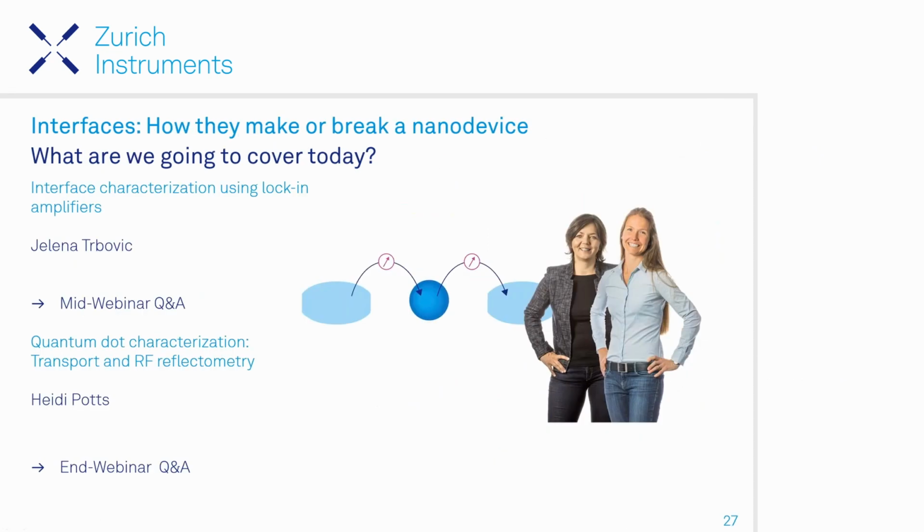Right, so now in the second part of the webinar, we will talk about quantum dots and how to characterize them. And in particular, I will show 2 examples. I will show how to set up a low frequency transport measurement as well as an RF reflectometry measurement. And I will start by explaining why interfaces are so important for these devices.